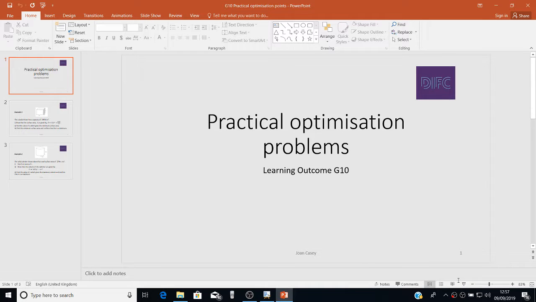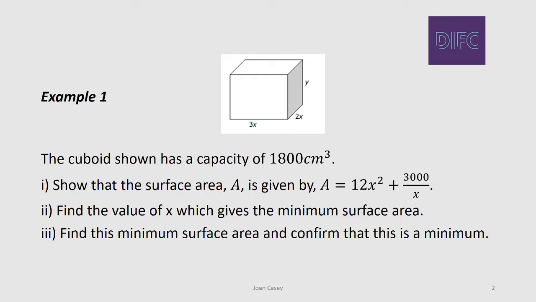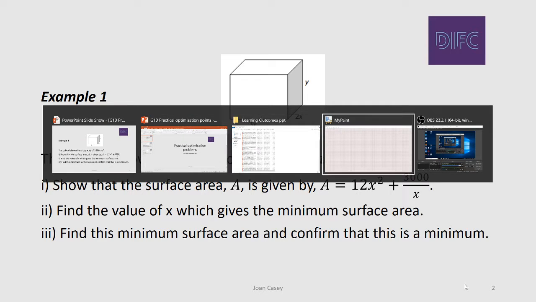In this video, we're going to take a look at practical optimization problems. So we have two examples to look at in this video. The first example, the cuboid shown has a capacity of 1800 cm cubed. Show that the surface area is given by A equals 12x squared plus 3000 over x. So we'll take a look at that first part first.